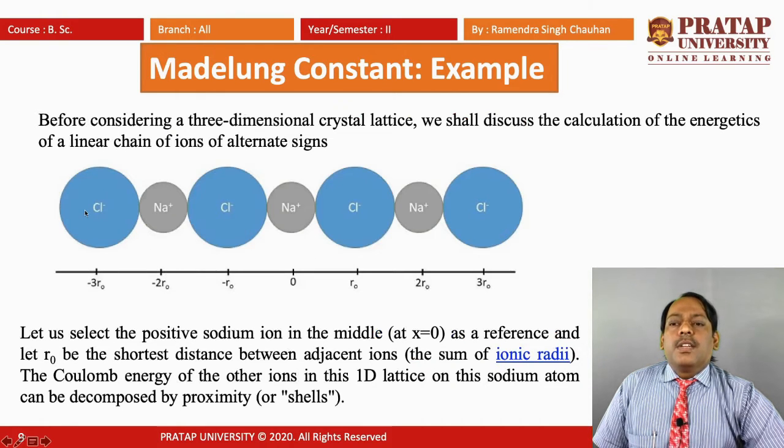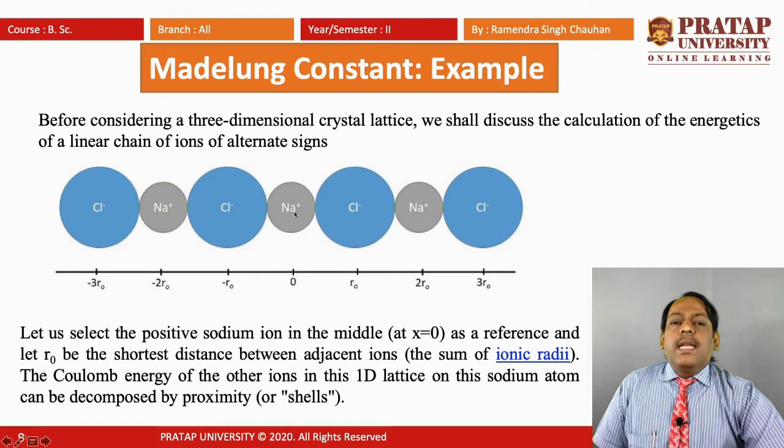Now we will consider NaCl. Here in sodium chloride, suppose we have this Na plus ion, that is the sodium ion, at the center, and then we will have chlorine on one side and chlorine on the second side, and the distance between the centers of sodium and chlorine is R naught, and on the left side it is minus R naught.